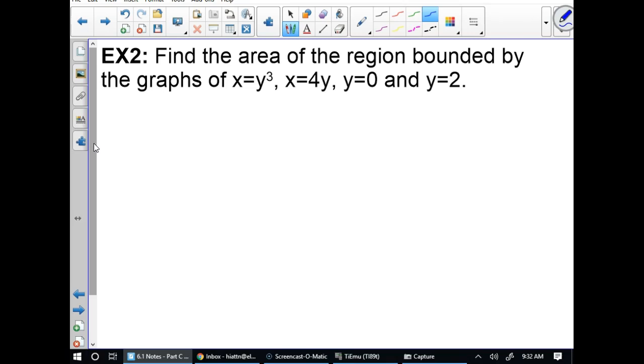Alright, so we've got x equals y to the third, x equals 4y, y equals 0, and y equals 2. So let's sketch a graph of this first. And this one is one that you could do either way pretty easily. And we really need to go on out to like 8 on our x-axis.